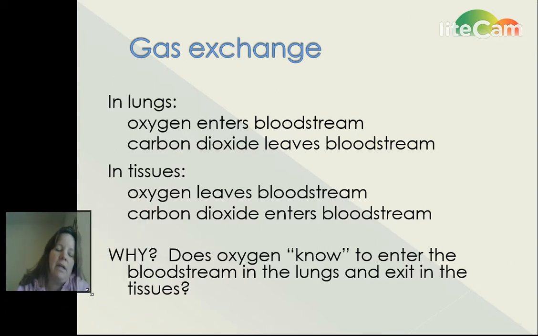We're going to be looking at different gases in the respiratory system and examining why they move the direction they move. So, for example, in the lungs, the oxygen will enter into the bloodstream, but in the tissues, the oxygen will leave the bloodstream and enter into the systemic tissues. On the other hand, carbon dioxide in the lungs will leave the bloodstream, but in the tissues, carbon dioxide will enter the bloodstream. So the question is, how does this gas know which direction to go? Why does it enter the bloodstream in one place and leave the bloodstream in another?